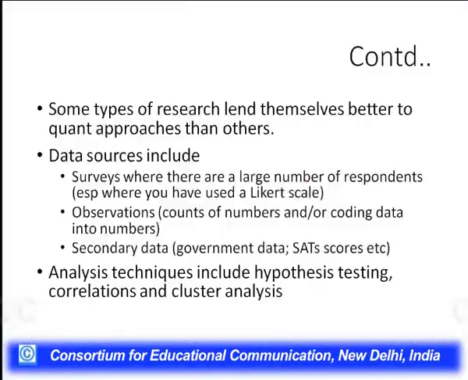Some types of research lend themselves better to quantitative approach than others. It is entirely the nature of the research or the objective of the research which is very important. So if we are trying to understand certain nature of the society, certain facts, certain figures, then quantitative study is more suitable. Data sources include survey, with a large number of respondents, observation, count of numbers or coding data into numbers, secondary data, that is government data and literature or any other existing research. Analysis techniques include hypothesis testing, correlation and cluster analysis.